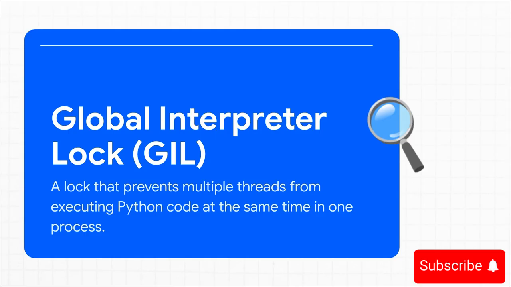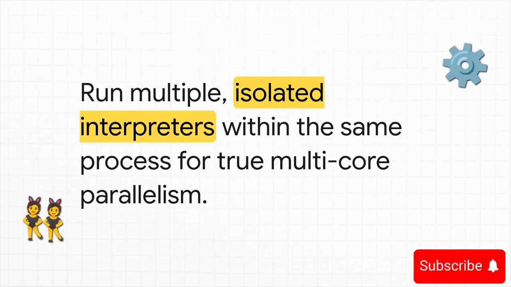The simple explanation is that it's a lock that makes sure only one thread can run Python code at any given moment, even if your computer has a ton of cores. Now, it wasn't created just to be a bottleneck. Back in the day, it made memory management much simpler and helped Python grow really fast. But for modern CPU-heavy tasks, it's been the number one roadblock to true parallelism for years. And the new solution, now available right in standard Python, is multiple interpreters. This is so cool.